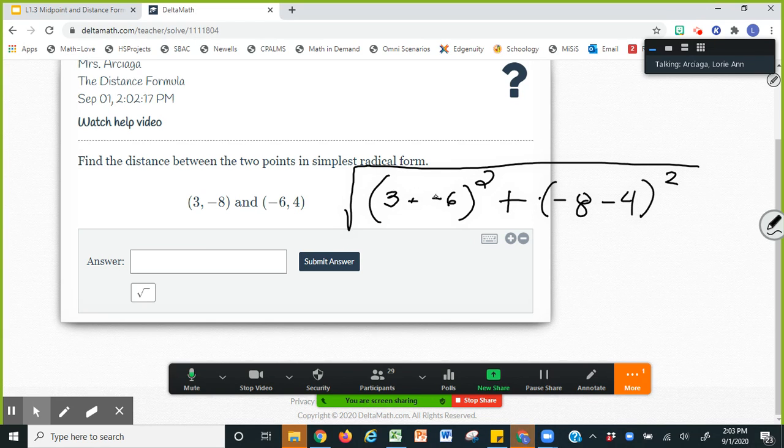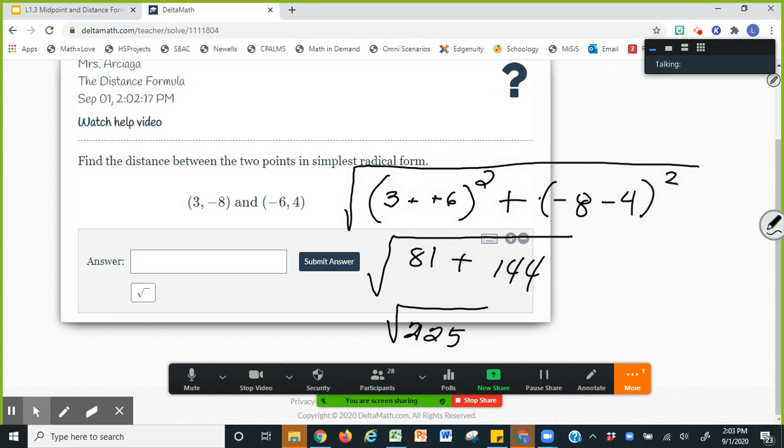So 3 plus 6 is 9. Squared is 81. Okay. Negative 8 minus 4 is negative 12. Negative 12 squared is 144. Right? You have to get the square root of that. Okay, if we combine that, what do we get? 225, sorry. There you go.